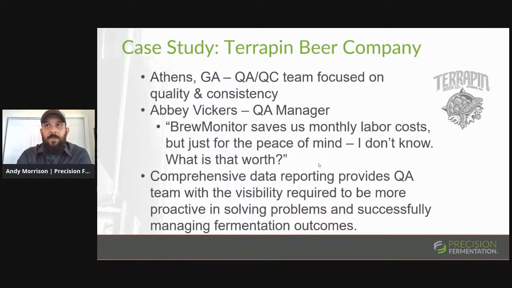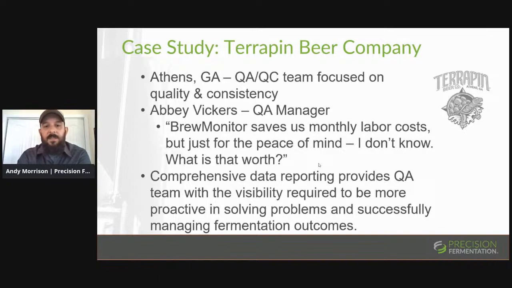They're a large enough brewery where they've got a full QA QC team, and what they really look at is the labor savings that this provides them, in addition to the real-time information. So it's about catching stuck or stalled fermentations early on. It's about monitoring the progress of the fermentation. It's all those things that they were already doing.